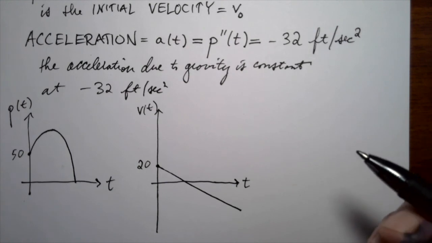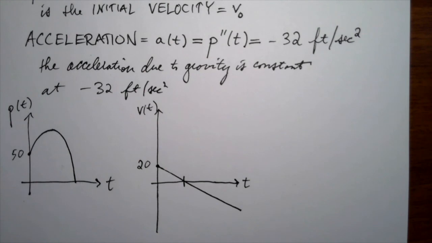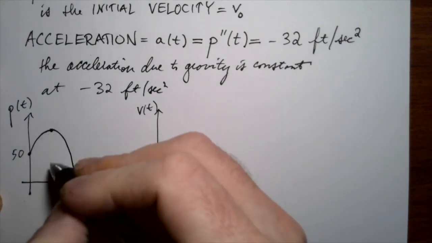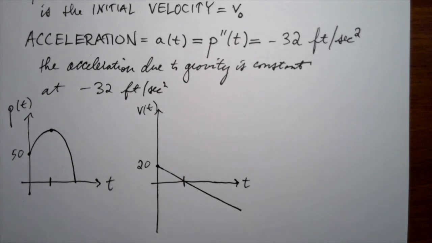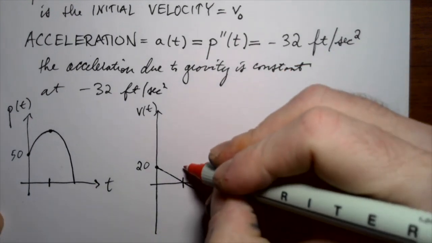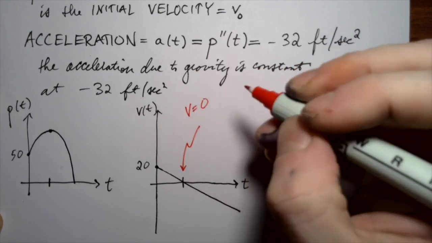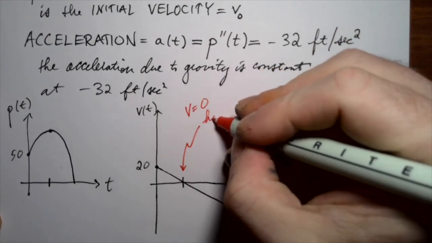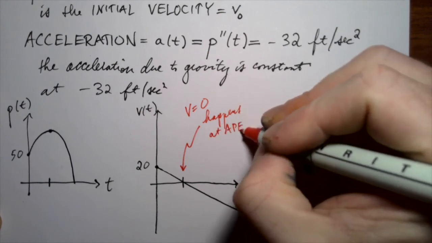It roughly looks like that. And this point right here where the velocity is 0, as we've seen, that's going to correspond to the apex of the parabola. So here v equals 0, that exactly corresponds to the point at which the piano is at its maximum height. So v equals 0 happens at the apex of the parabola.